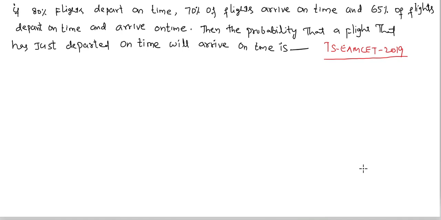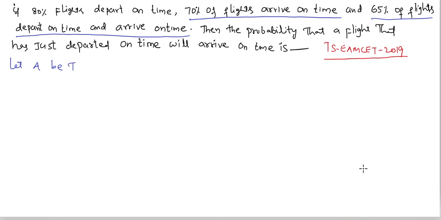If 80% of flights depart on time, 70% of flights arrive on time, and 65% of flights depart on time and arrive on time, then the probability that the flight that has just departed on time will arrive on time is dash. This is TSMCET 2019 question. Let capital A be the event that the flight departs on time.